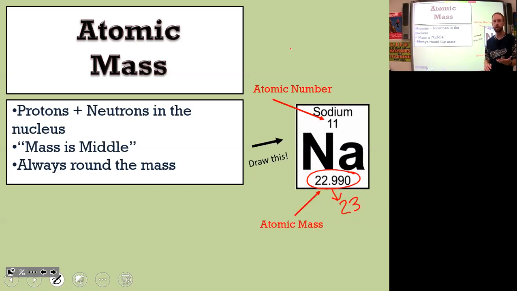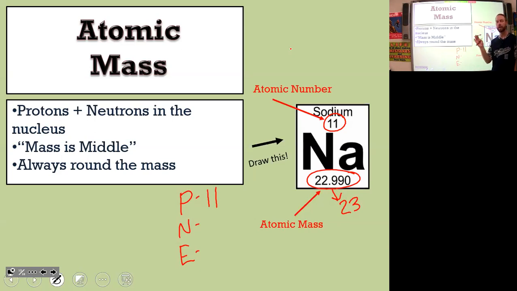So a lot of what we're going to be doing is asking you to find the PNE, protons, neutrons, electrons of atoms. So let's work out real quick how to find that. So PNE, and we're going to do it for sodium. This atomic number we just saw tells me how many protons there are. So I'm going to draw that here with 11 protons.